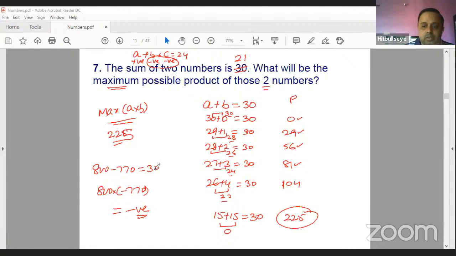So I cannot take one to be positive and one to be negative, because in this case the product would be negative. That is simply not possible. This question is asking for the maximum product.